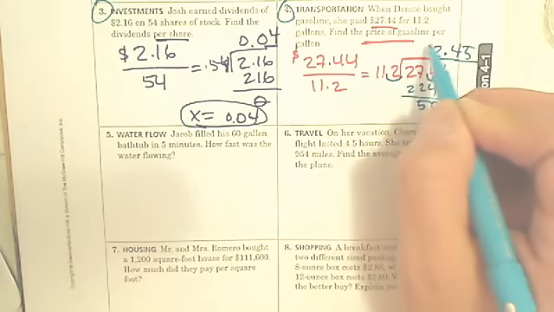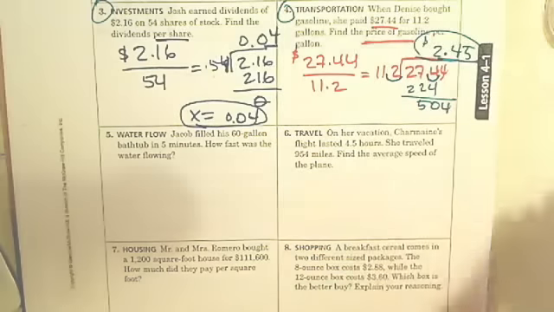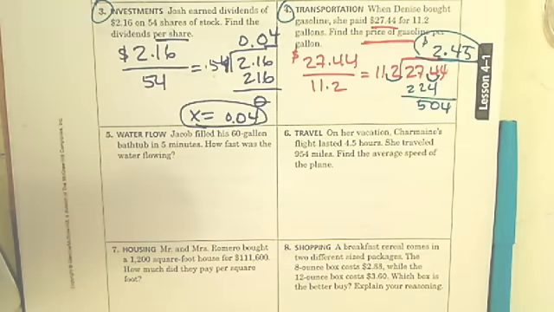Sorry, the bell's going to ring. It's going to be about $2.45 a gallon. $2.45 a gallon was about 2005, 2006. That was a long time ago. You guys were in like first grade.